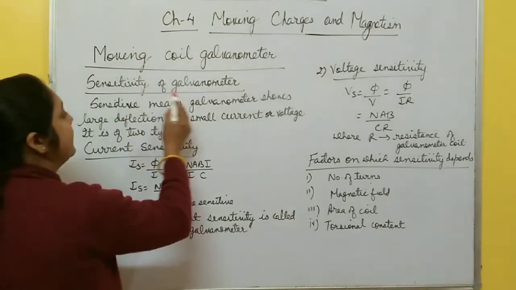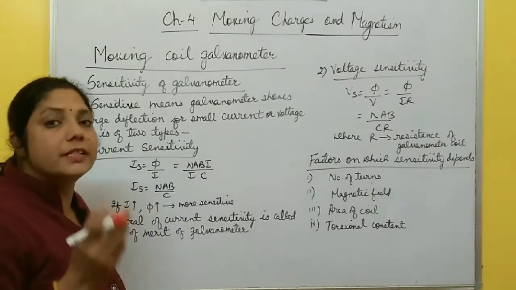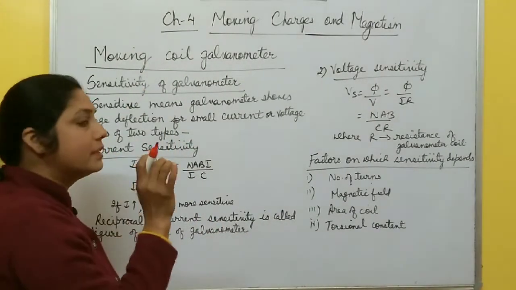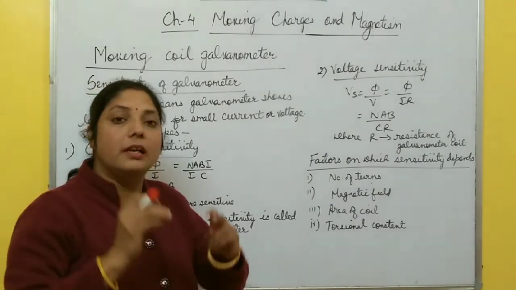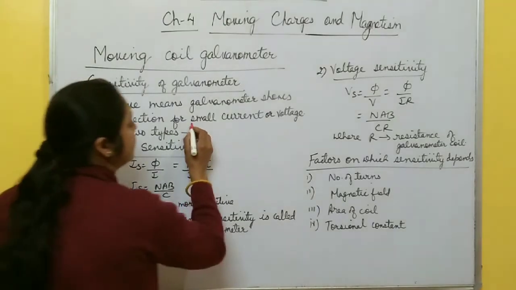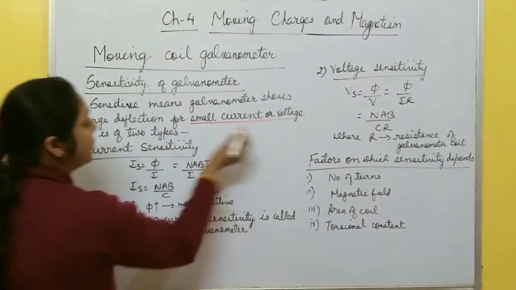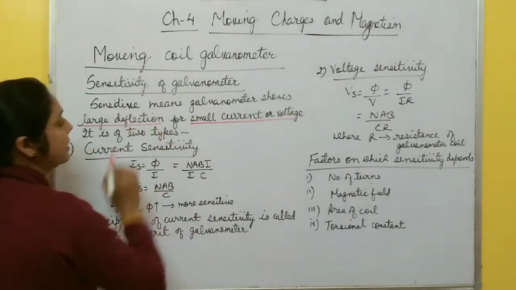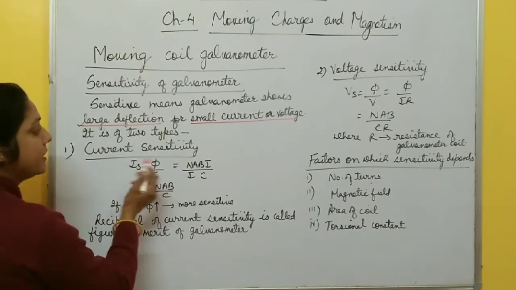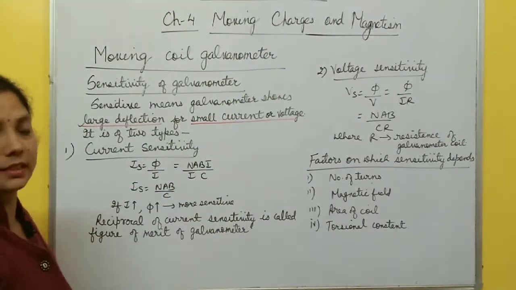Next is the sensitivity of a galvanometer. What does it mean? What do you mean by sensitivity? Sensitive means the galvanometer shows large deflection when a small voltage or current passes through it. When a small voltage or current passes through it, it shows large deflection, right? It is of two types. One is current sensitivity, another one is voltage sensitivity.